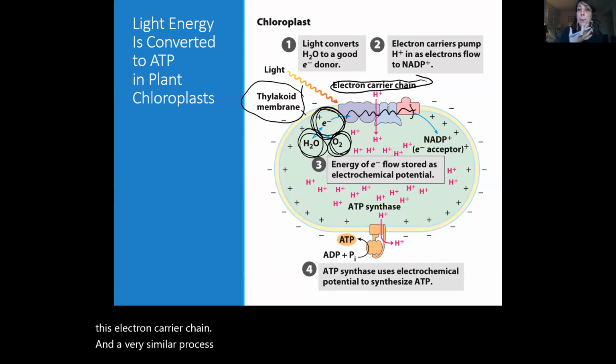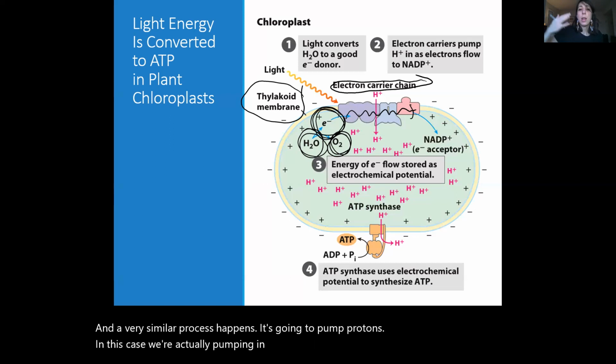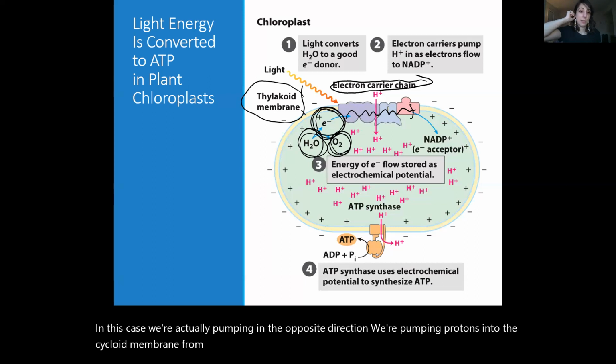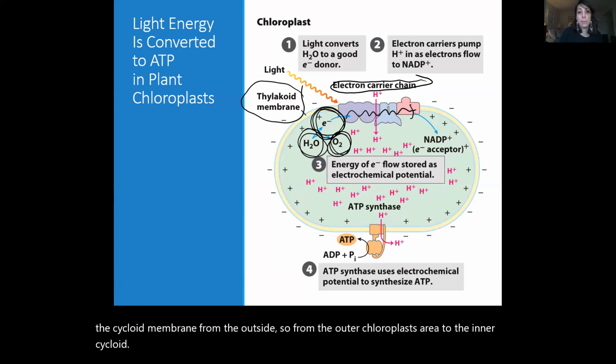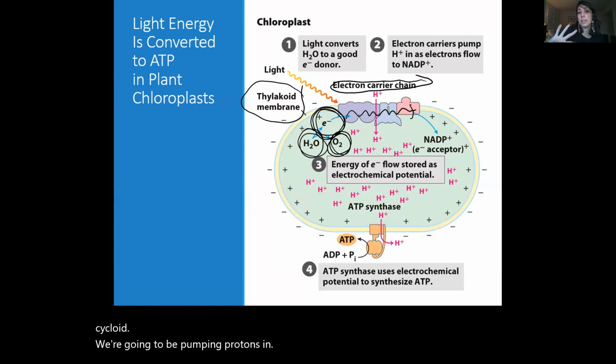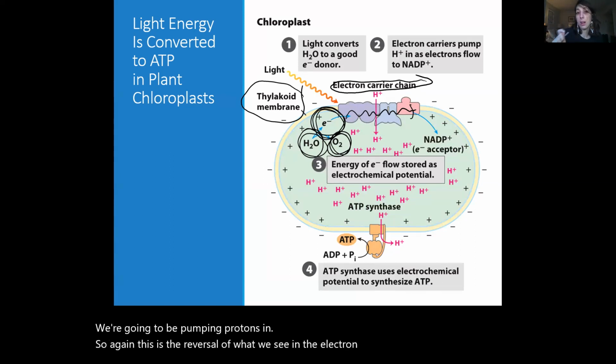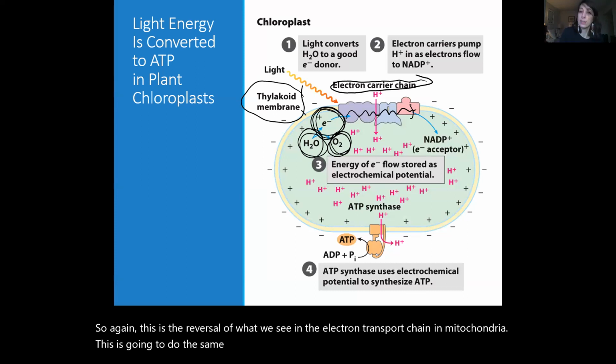It's going to pump protons. In this case, we're actually pumping in the opposite direction. We're pumping protons into the thylakoid membrane from the outside. So from the outer chloroplast area to the inner thylakoid, we're going to be pumping protons in. So again, this is the reversal of what we see in the electron transport chain in mitochondria. This is going to do the same thing, create a gradient, and that will create a positive charge on the inside with a negative charge on the outside.